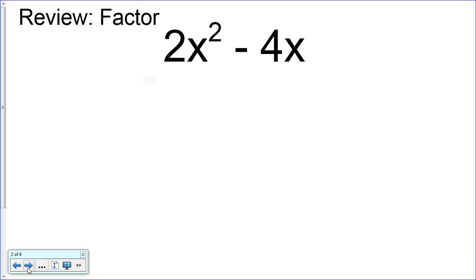Okay, so if we look at 2x squared minus 4x, there's two parts. There's the number part and the x part. So we need to look at both. So starting with the number part, what can we take out of 2 and negative 4? Well, what do 2 and negative 4 have in common? They both have 2 in common.